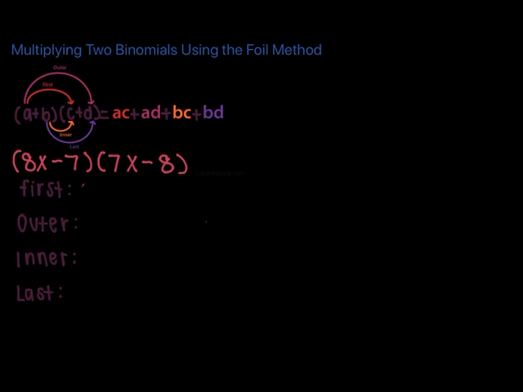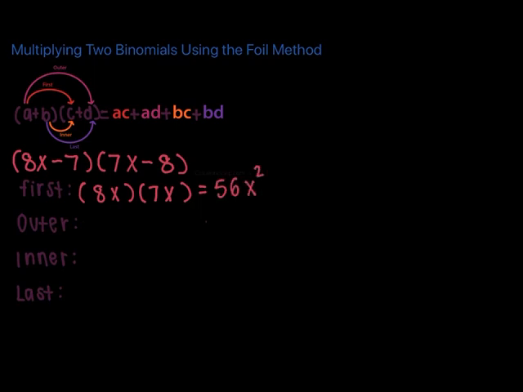So I say we try one last example. Okay, so you know the drill. First we multiply the first, which is a times c. For our example, (8x - 7)(7x - 8), it would be 8x times 7x, which would be 56x squared.